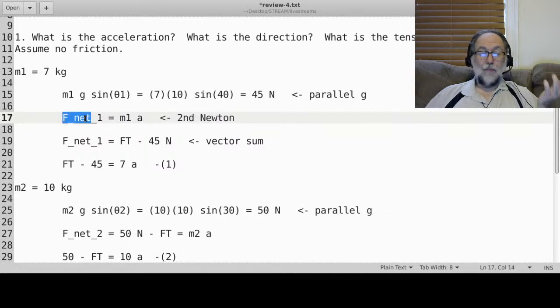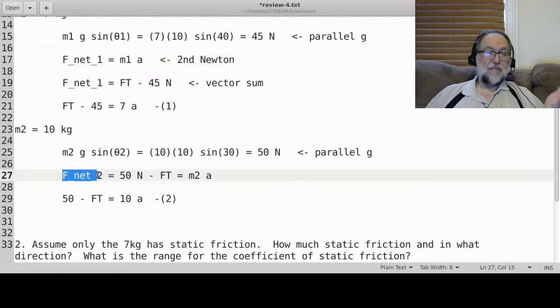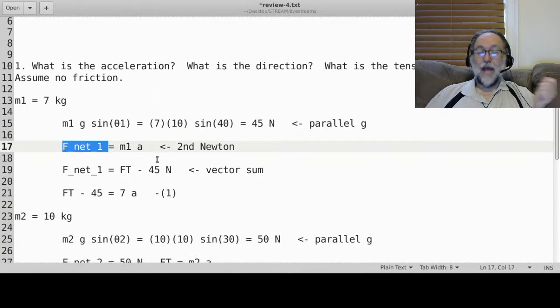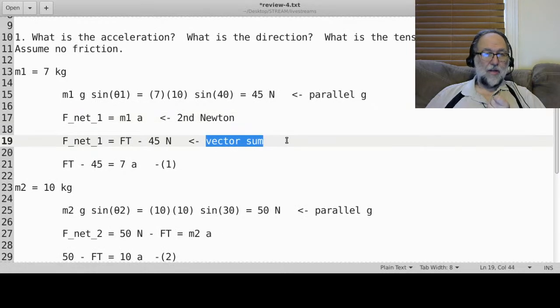So when we apply that to m1, that's going to say that F net for number 1 is going to equal m1 times a. Okay, and when we do it for number 2, that's going to say that F net for number 2 is going to equal m2 times a. All right, and how do you get F net? Well, F net, that's got to be a vector sum. We're going to have to do a vector sum.